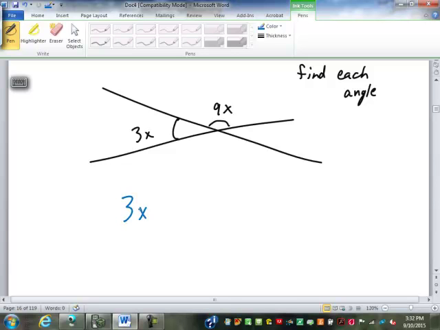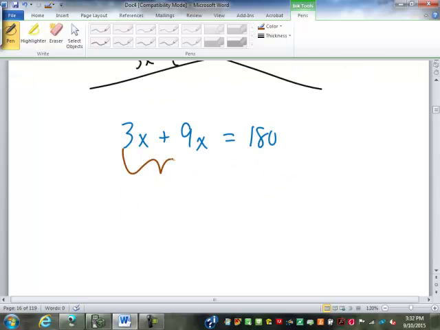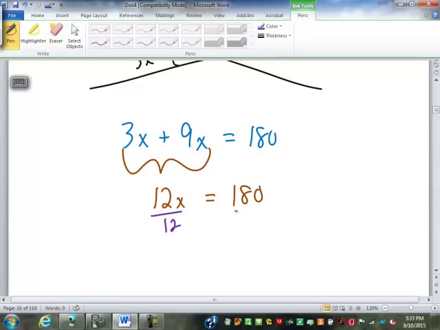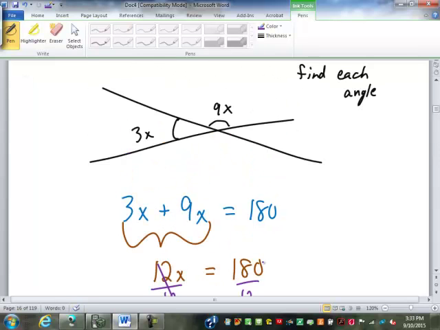Good. So 3x plus 9x has to add up to 180. What do we do from there? You got it. 3x and 9x make 12x. And then divide by 12. So x equals 15. All done? No, what do we still need to do?